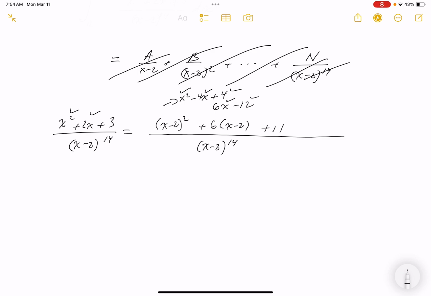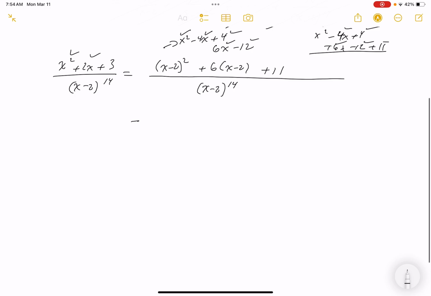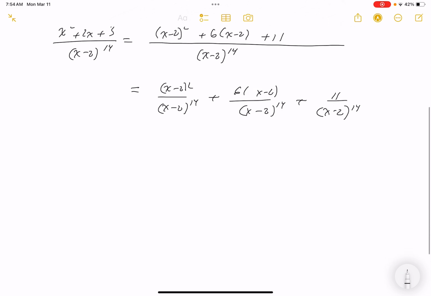All right, let me check that out again. So it's x squared minus 4x plus 4 plus 6x minus 12 plus 11. And if you add that together, x squared gives you x squared. Minus 4x and 6x gives you 2x. This gives you minus 1 plus 3. We're good to go. All right, now, what do you get over here? You get x minus 2 squared over x minus 2 to the 14th power plus 6, x minus 2 over x minus 2 to the 14th power plus 11 over x minus 2 to the 14th power. So I can do my integration now.